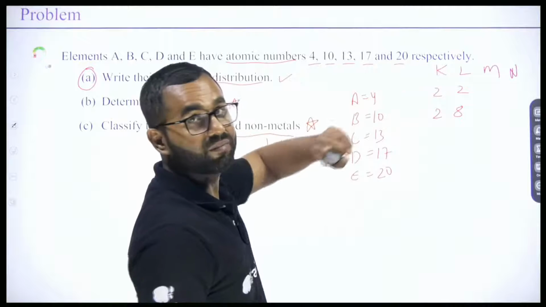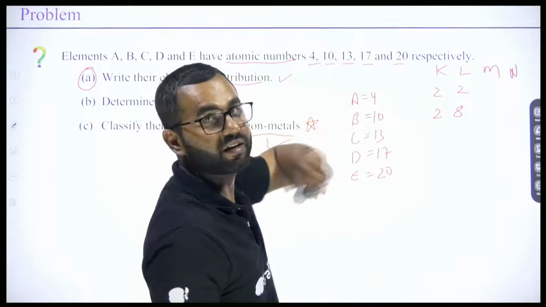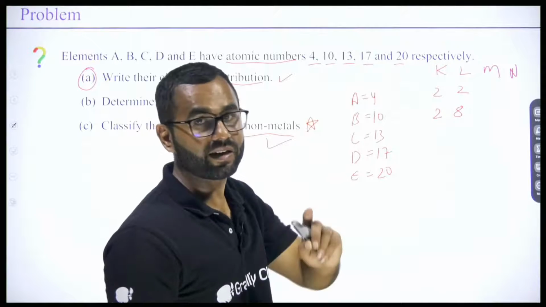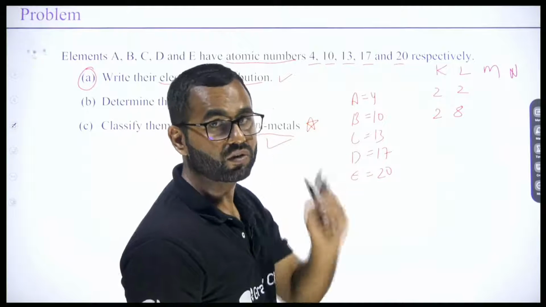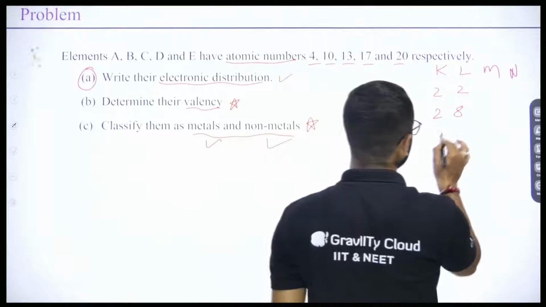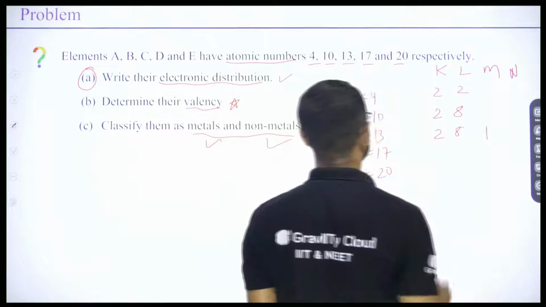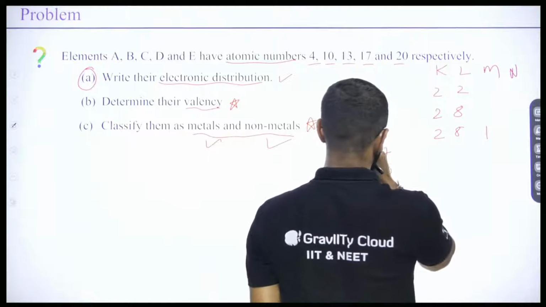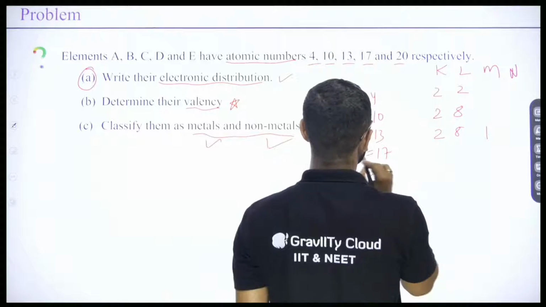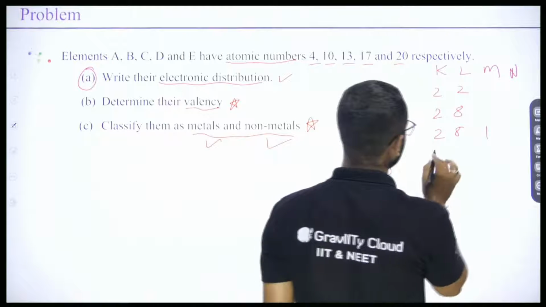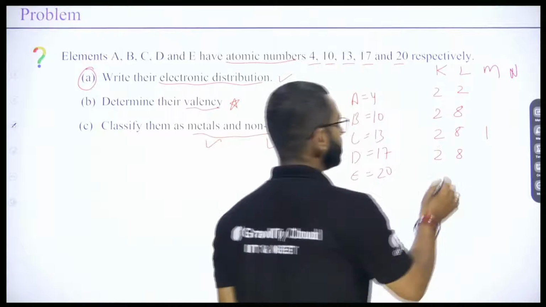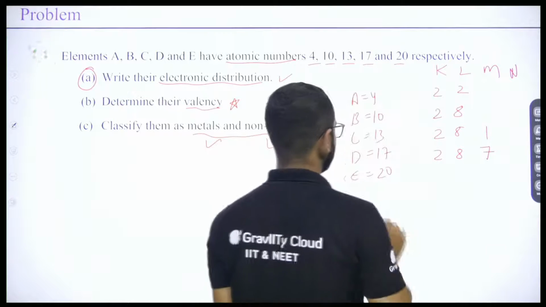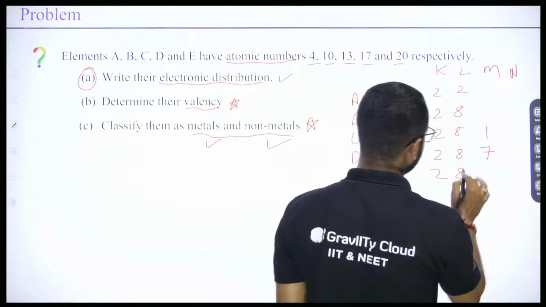K shell can have at most 2 electrons. L shell can have 8 electrons maximum. M shell can have 18 electrons. N shell can have 32 electrons, right? C is 13, means 2, 8, 1. D is equal to 17, means what? 2, 8, 8 or 2, 10, 10 plus 7 is 17. So, 7. E is 20, so 2, 8, 10.